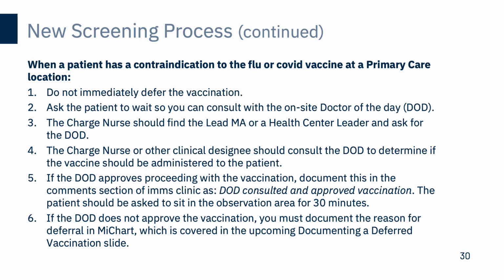When a patient has a contraindication to the flu or COVID vaccine at a primary care location, do not immediately defer the vaccination. Ask the patient to wait so you can consult with the on-site doctor of the day. The charge nurse should find the lead MA, or a health center leader, and ask for the doctor of the day. The charge nurse or other clinical designee should consult with the doctor of the day to determine if the vaccine should be administered to the patient.